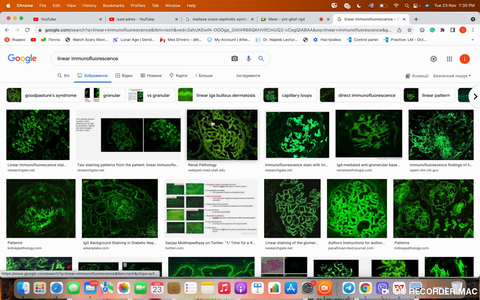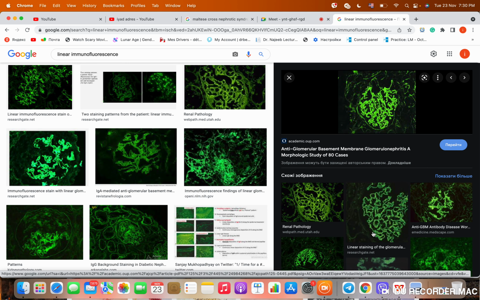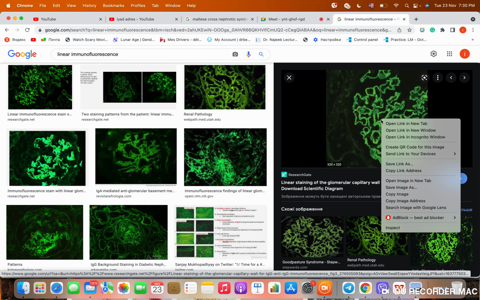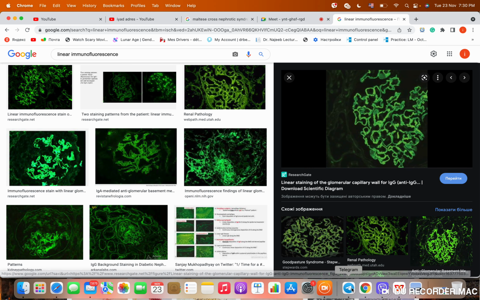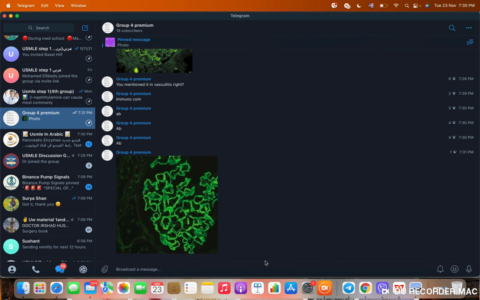Okay, so since it's linear, it's continuous. As you can see here, the accumulations are continuous with each other, not granular. So they keep going. One more picture, it keeps going, keeps going. So let me send you this one. So this is linear. Someone can just forward it and write on it, like, this is granular and this is linear, just for the future for people to see it.